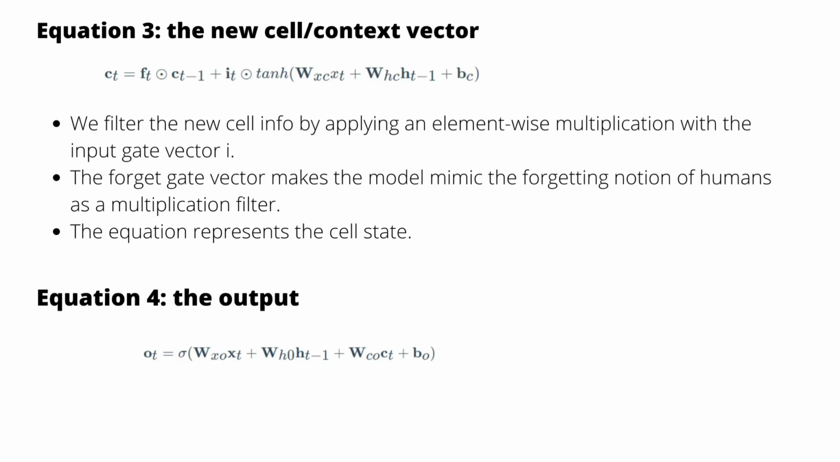So now we have the output, which is very simple. We have the new cell state information, just a linear combination.